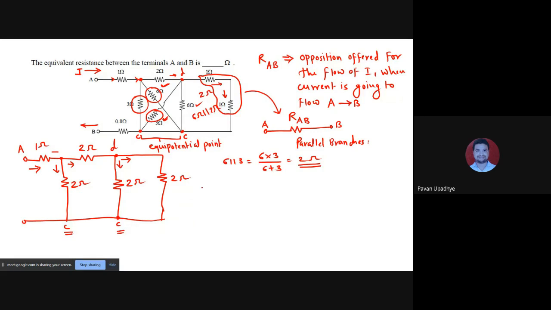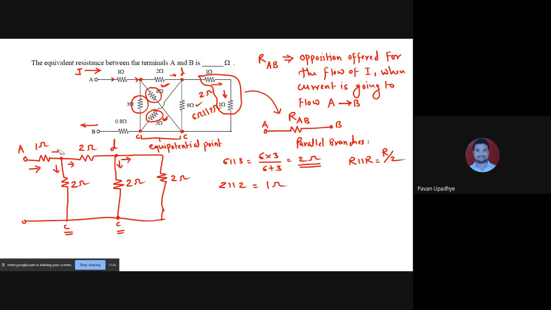So 2 parallel 2. Whenever it is R parallel R, it is always R by 2. Please remember this. Whenever it is R parallel R, its equivalent will always be R by 2. So 2 parallel 2 will be 2 by 2, which is 1. So 1 ohm will be its equivalent.